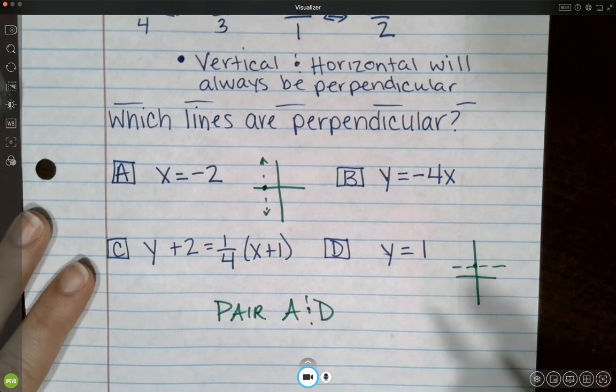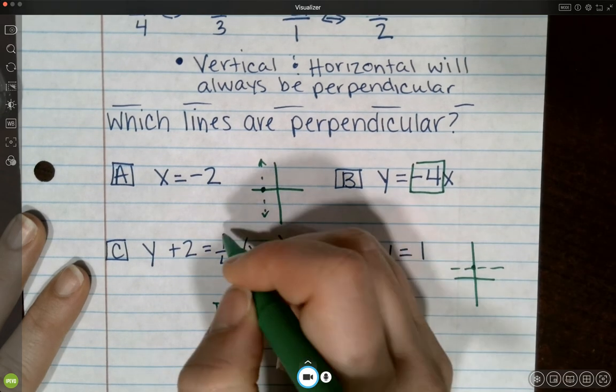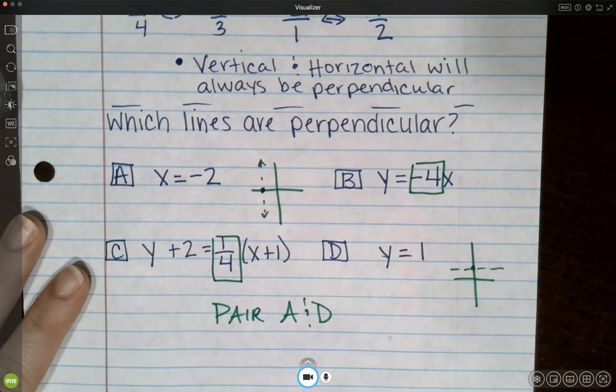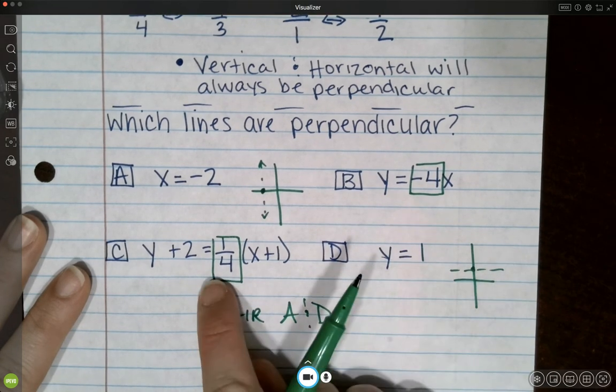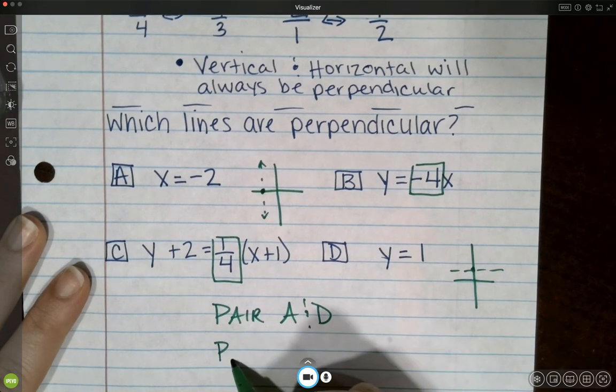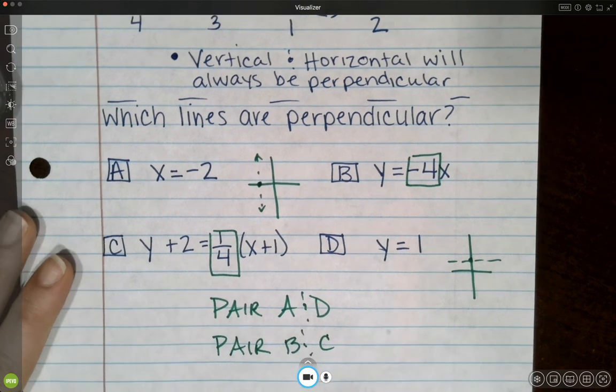Okay. Here we have a slope of -4. Here we have a slope of 1/4. We are opposite, negative and positive, and we are reciprocals of each other. So pair B and C would then be perpendicular.